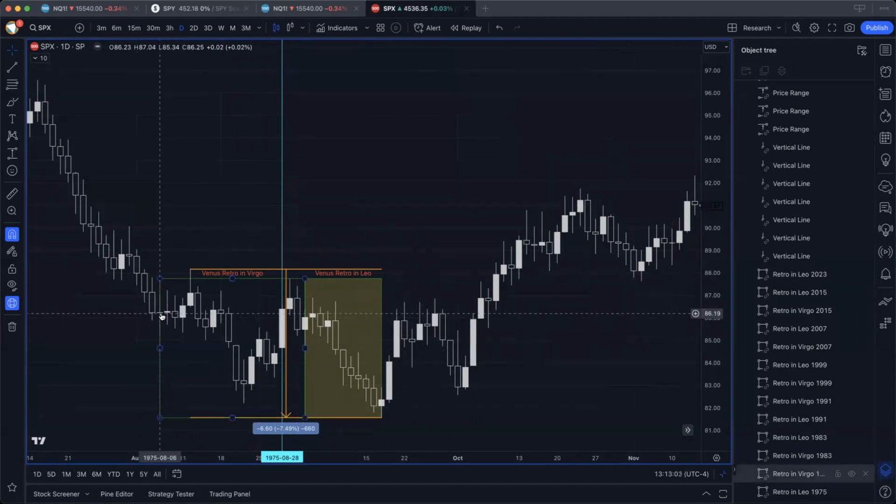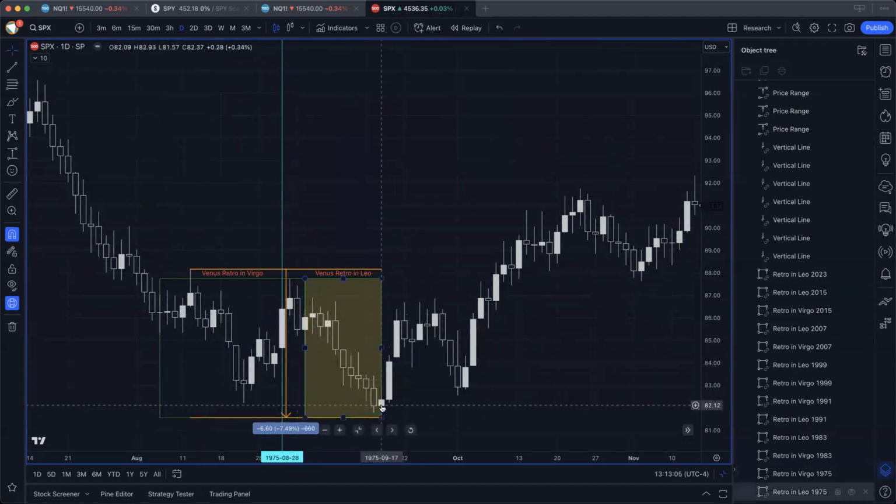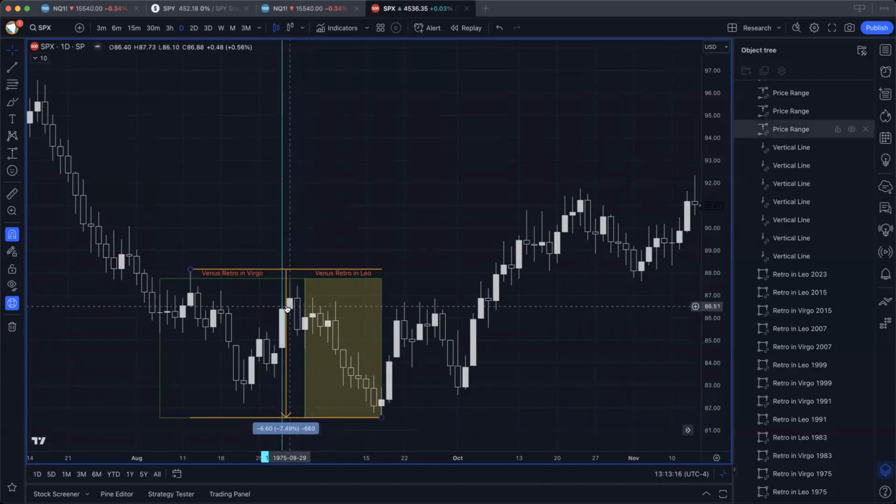Where price was at the start of the retrograde, where price was at the end of the retrograde, and this is like the maximum extent of volatility. Maximum volatility here was about -7.5%. But also look at what happens around the midpoint. That's the blue line here. We had a pivot about a day after this blue line.